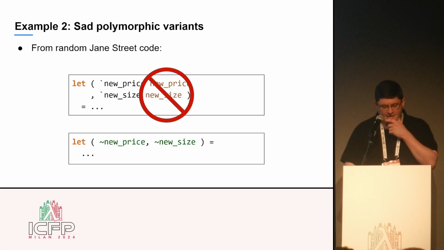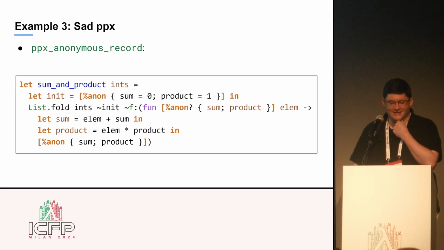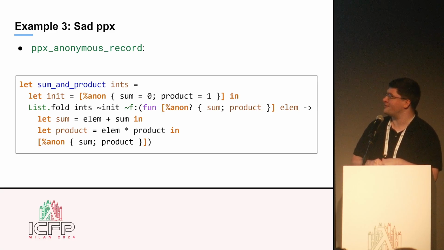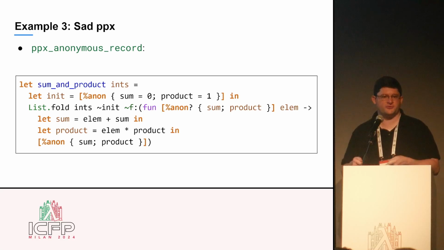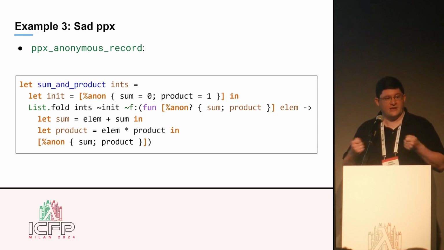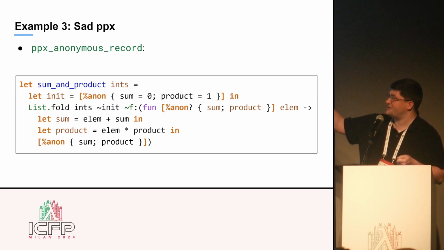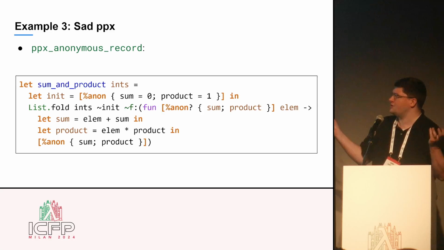Okay. Sad example number 3, you could build a whole PPX to get around this problem. This is something somebody actually did inside Jane Street. They wrote a thing called PPX anonymous records. Now, a PPX is a preprocessor that's supported by the OCaml ecosystem. It's a source-to-source transformation. They wanted essentially the equivalent of labeled tuples, so they built a PPX for that. The way this works is this is the same example from the first slide, but using their PPX. This %anon thing on line 2 is an anonymous record expression, and the %anon? thing is an anonymous record pattern. And so you could do this.